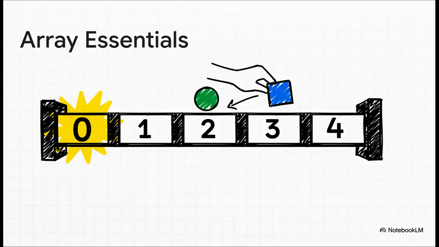Now, here are the essentials you've got to know. Arrays are typically static, meaning fixed in size, and they're mutable, so you can change what's on the shelves. You find things using an index, which is just its numbered spot in the line. And please remember this, it's a classic trip-up for beginners. The numbering, that index, it always starts at 0, not 1.